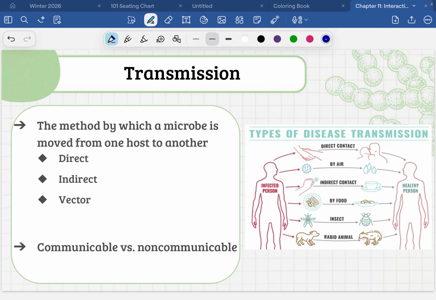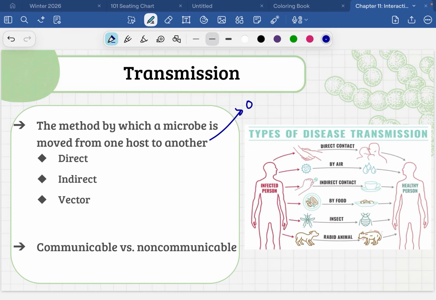All right, so transmission of an illness is a huge part of how a bacteria or virus causes a disease. It's the method by which a microbe is moved from one host to another, or reservoir to host. So what I mean by that is moving from the primary reservoir, like an animal or an insect or something like that, to a host. It's how this microbe moves to cause infection somewhere else. And again, a lot of this should be pretty intuitive. It can happen directly or indirectly.